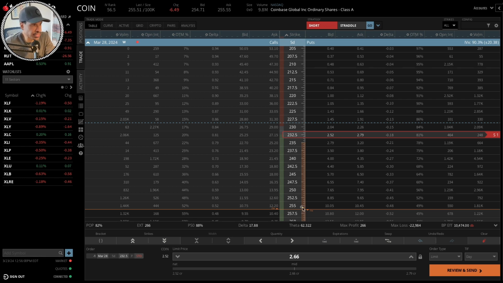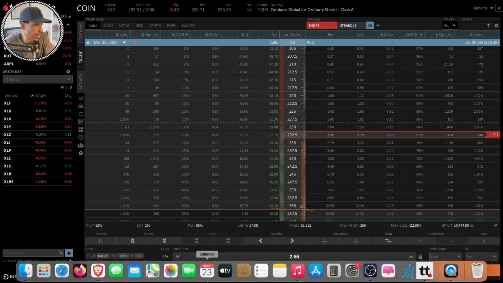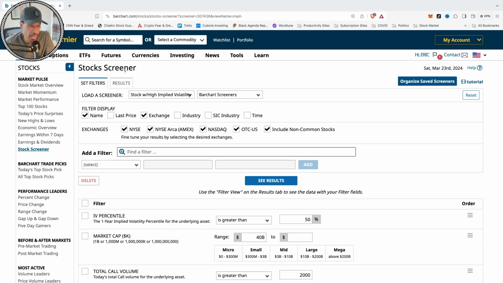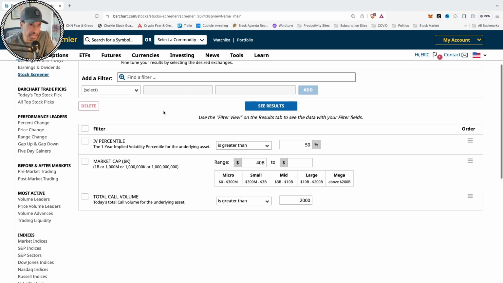And again, if the price of the underlying does not fall below your strike price, you get to keep the money and repeat the process if you desire. What I've done on barchart.com's website is create various stock screeners. One of them looks for stocks that have a high implied volatility. So why am I looking for stocks with high IV, or high implied volatility?